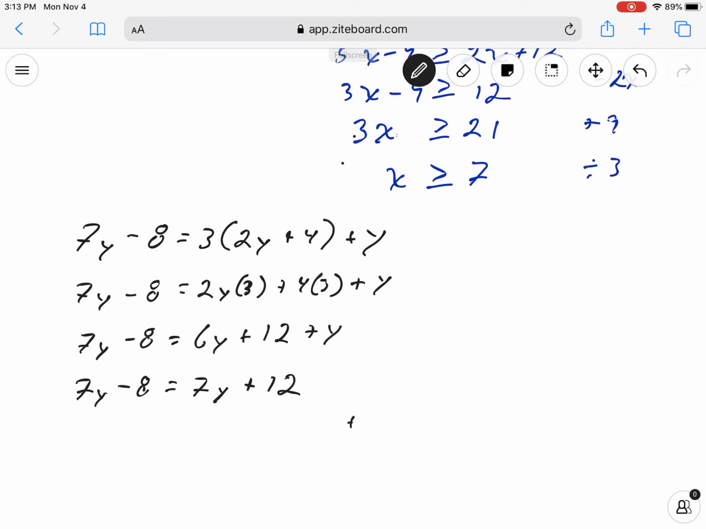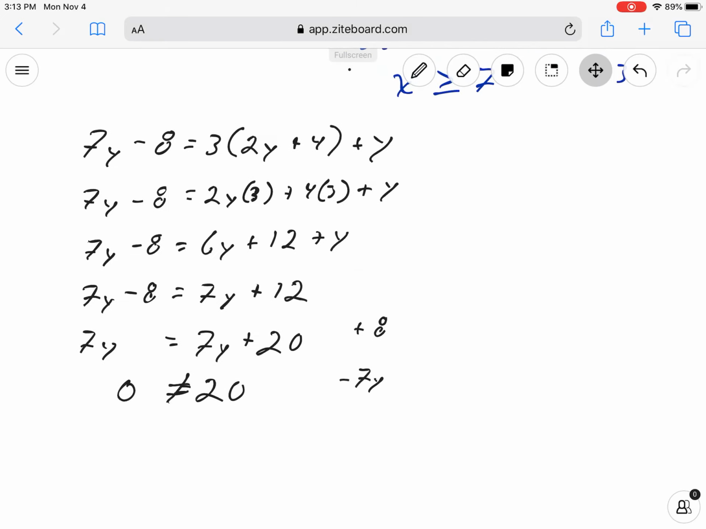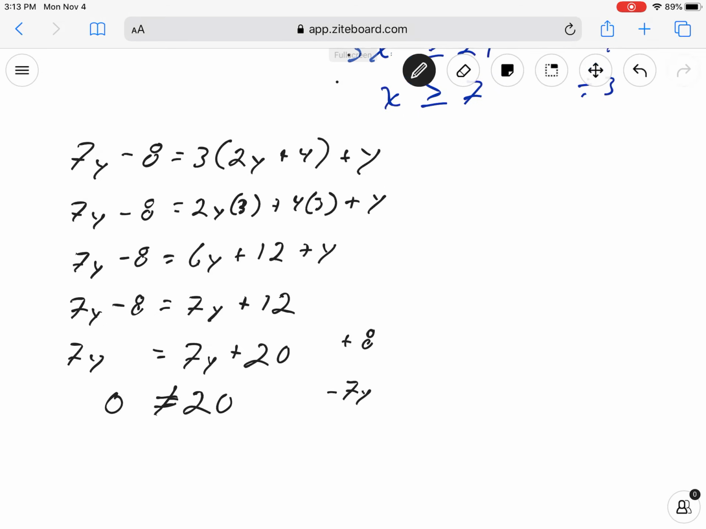And then we can add 8 to both sides. So I have 7y equals 7y plus 20. And then I want to subtract 7y from both sides. And I get 0 equals 20. Well, we know that's not true. So really what this is then is this set has no solution. So when you get an answer that can't be true, it's a no solution.